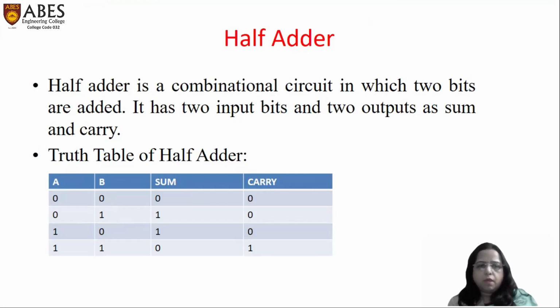For the first combination, A and B are 0, 0 as the inputs. So the sum will be 0 plus 0, that is equal to 0, and carry will also be 0. For the second one, we have 0 and 1 as the inputs. So 0 plus 1 will give sum as 1 and carry as 0. For the third input, 1, 0 are the inputs. So the sum will again be 1 and carry will be 0. And the last combination is 1, 1. So 1 plus 1 in binary gives us 1, 0. So the sum will be 0 and carry is 1.